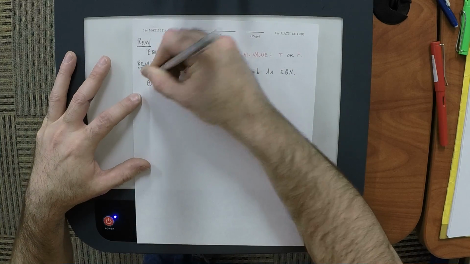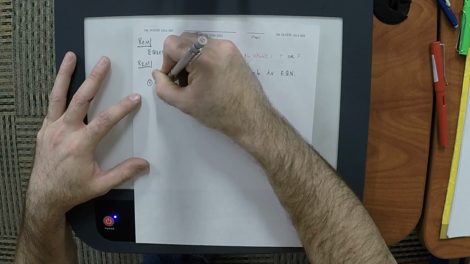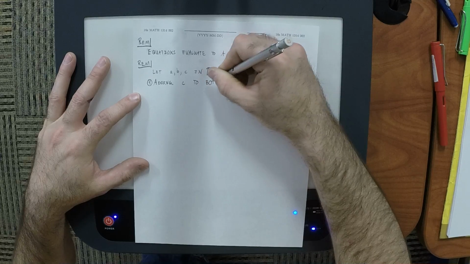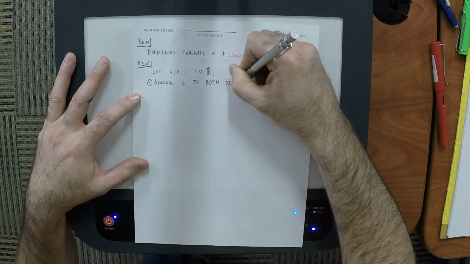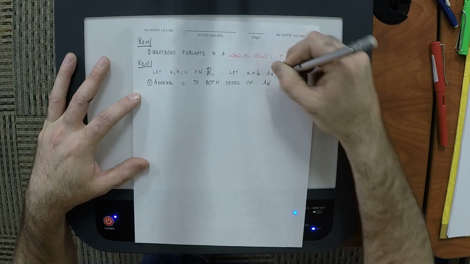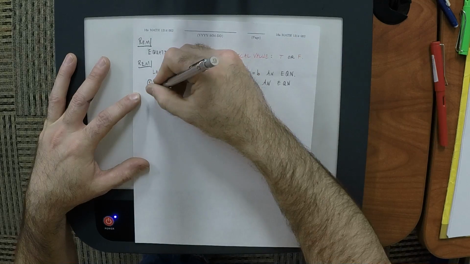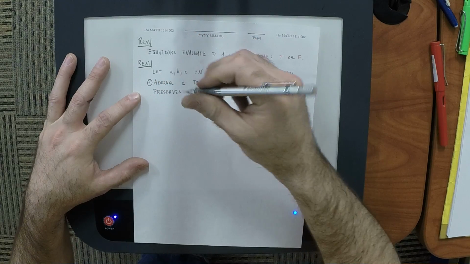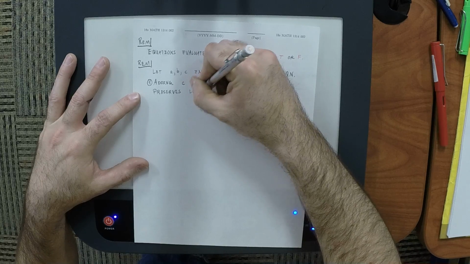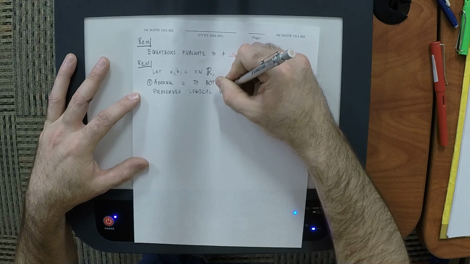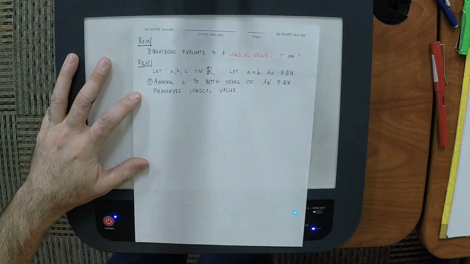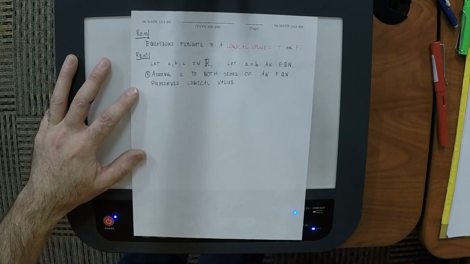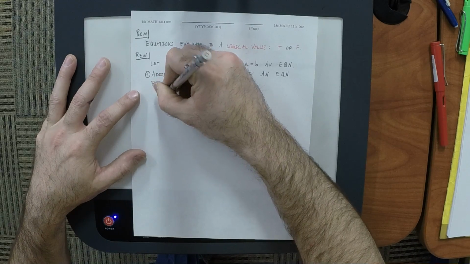The first statement is that adding C to both sides of an equation preserves the logical value. Okay, so that's kind of a... If there were ever a mathematician sentence, there it is. So let's try and make it clear.